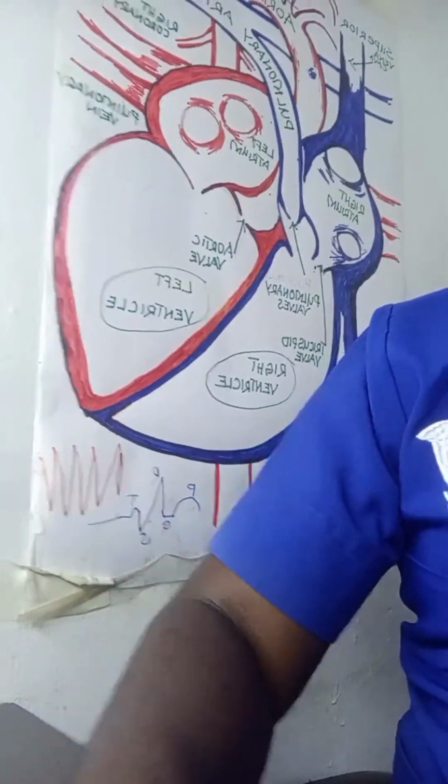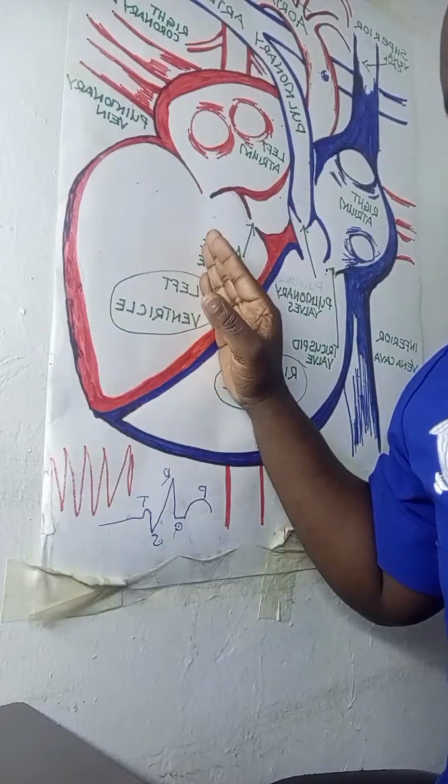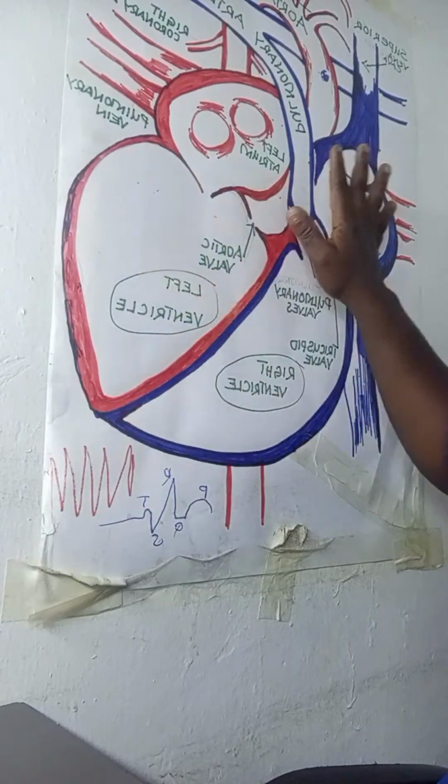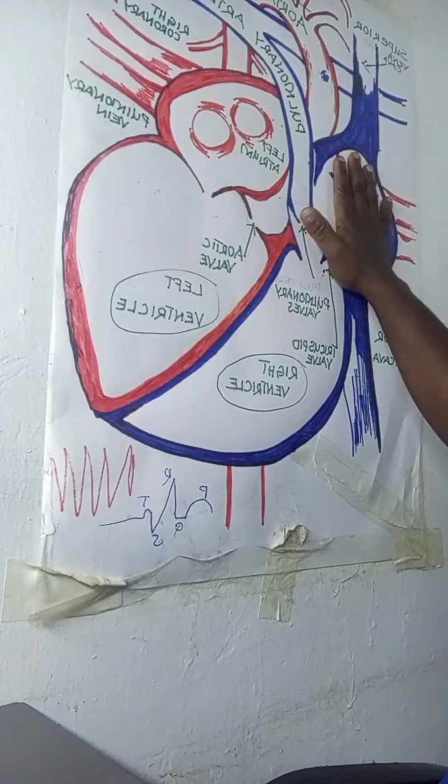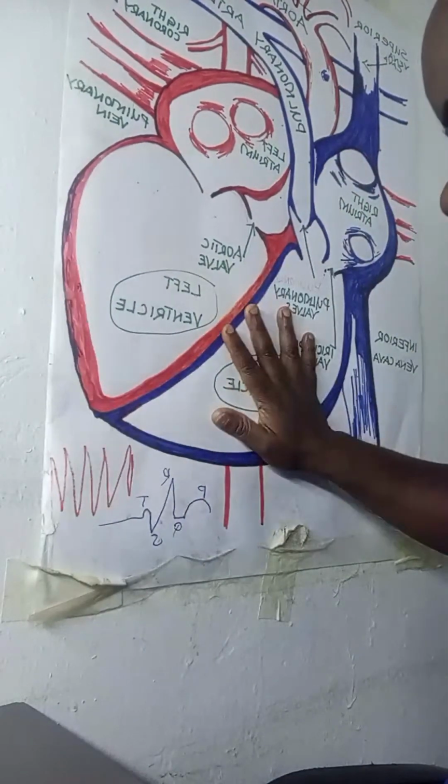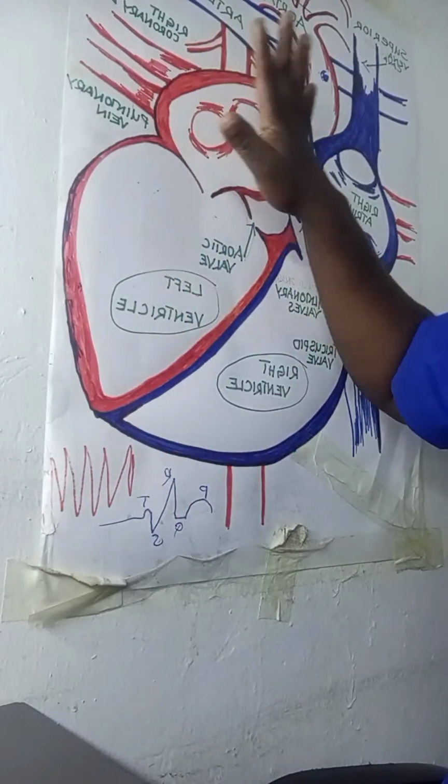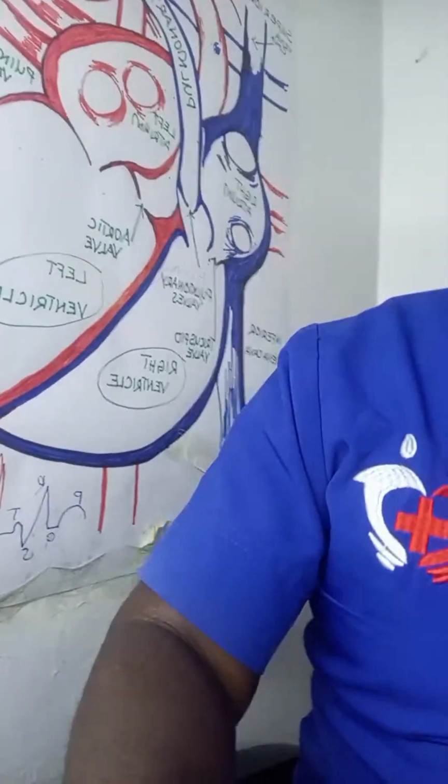Let me show you the heart muscles. These are called the ventricles. These ones are called the auricles. This auricle receives blood and brings it to the right ventricle. If these ventricles are stiff and they cannot pump blood well, how will you get blood to your body? How? You will not.